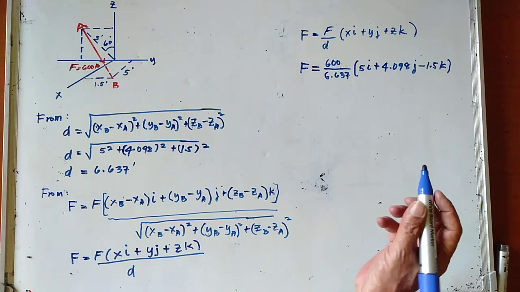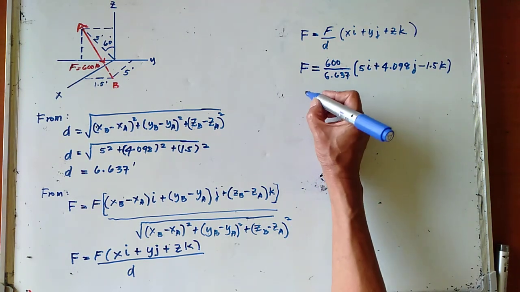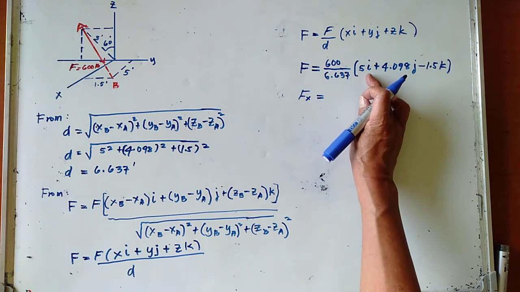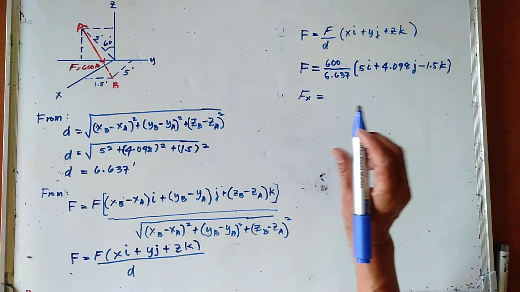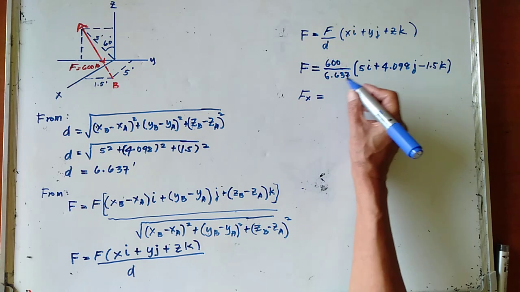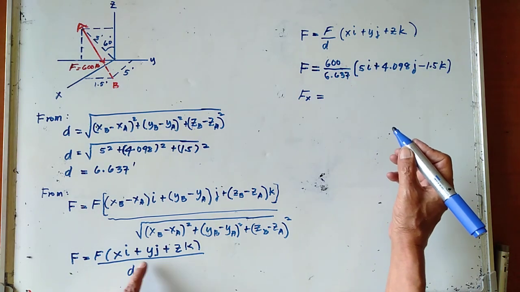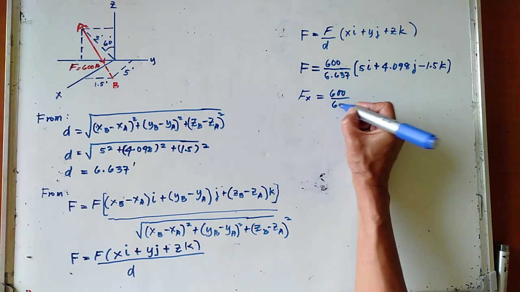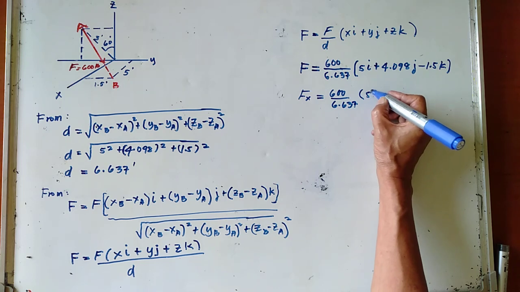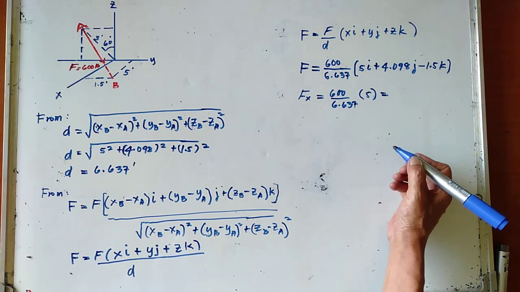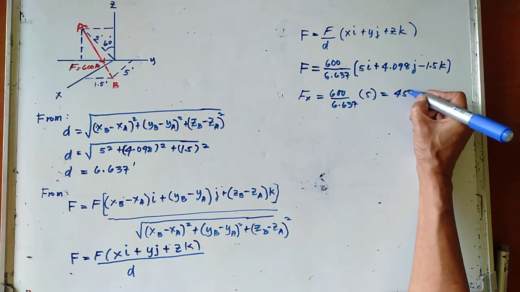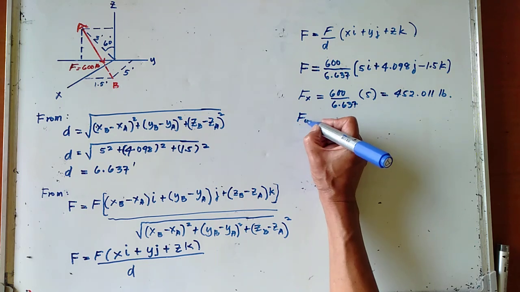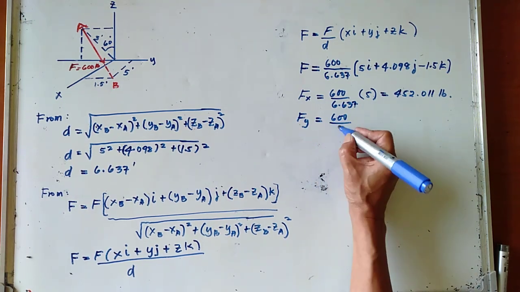Let us now determine the components of the vector. Since i is a unit vector in the direction of the positive x-axis, we have Fx i plus Fy j plus Fz k, all over d. So Fx is equal to 600 all over 6.637, multiplied by 5, and the x component therefore is 452.011 pounds.